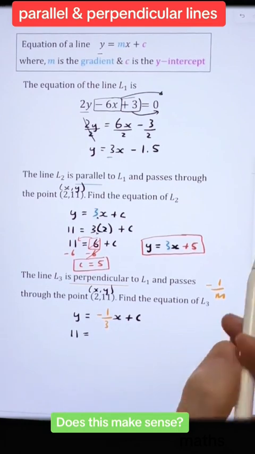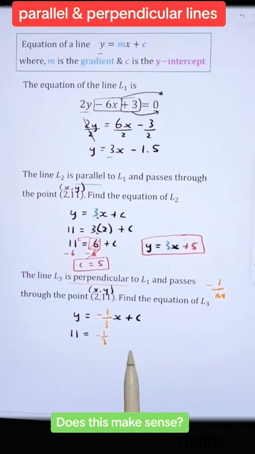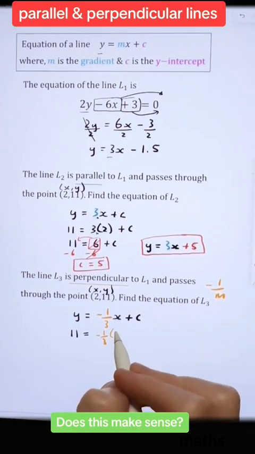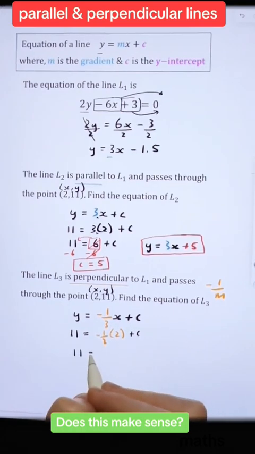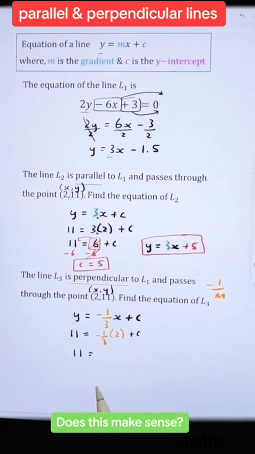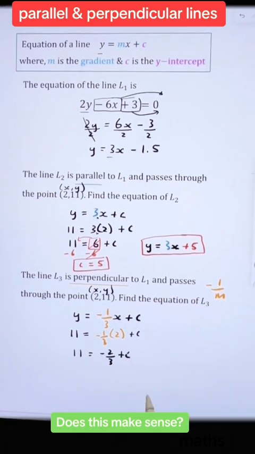So 11 is equal to negative a third, lots of x. So it's going to be negative a third multiplied by x. In this case, x is positive 2, and I've still got plus c. Leaving 11 alone on the left-hand side, negative a third times 2 will give us negative 2/3, and I've still got plus c.